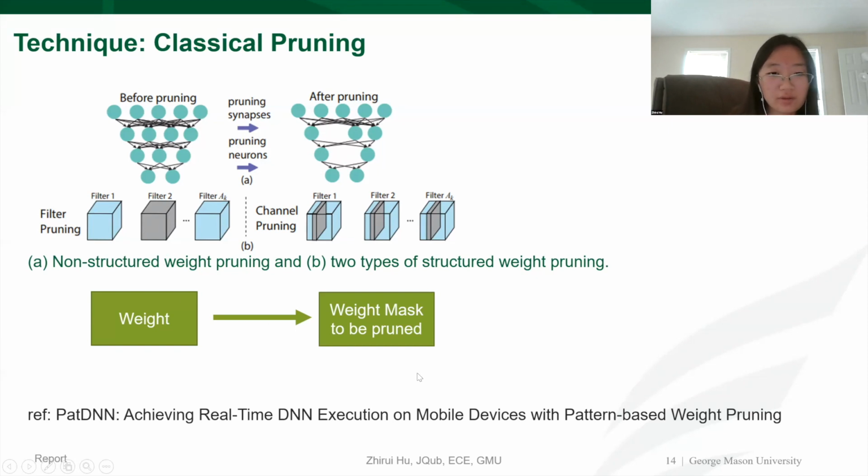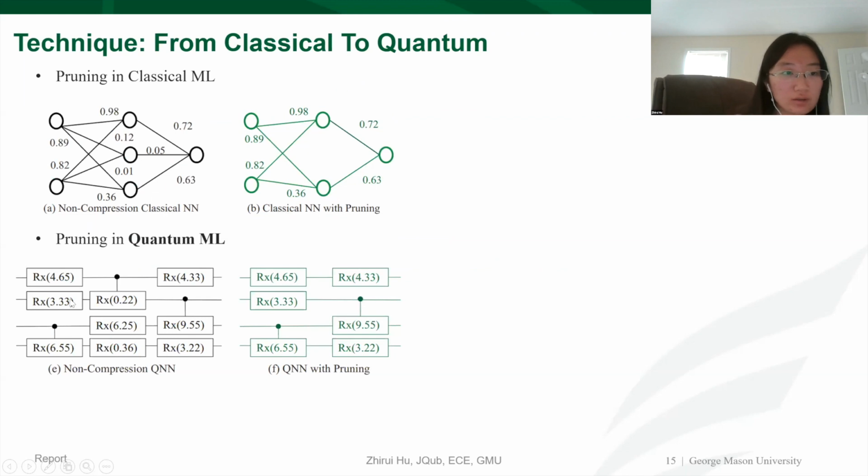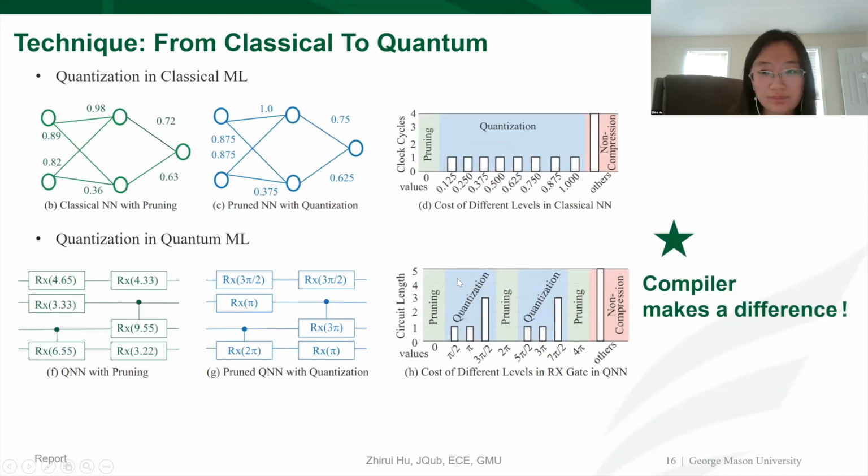In pruning, there is one thing we need to do. We need to generate a mask to describe which part needs to be pruned. In the quantum area, we also want to achieve a speedup due to the compression. So we want to remove some gates.